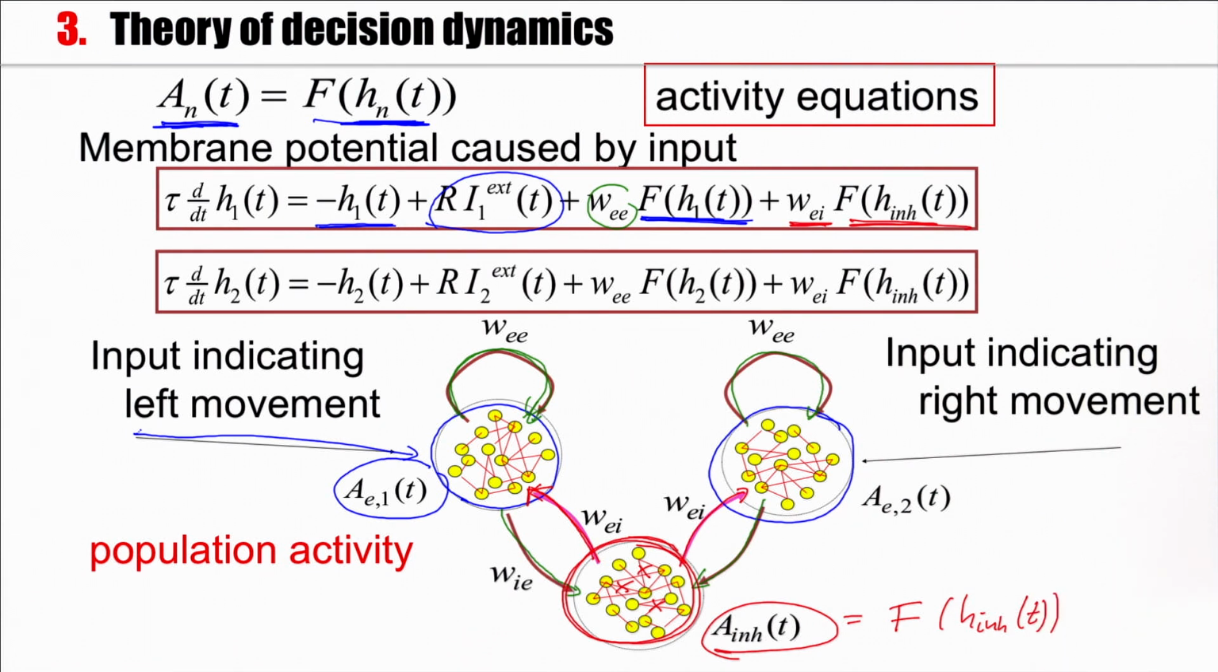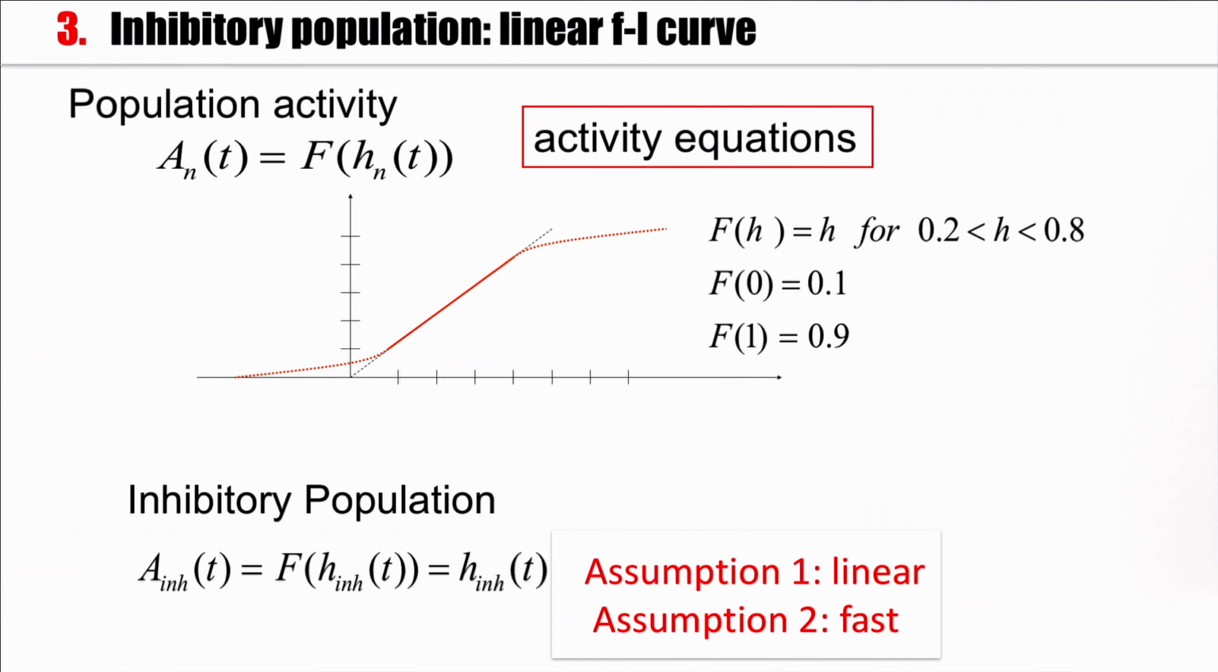Now I can repeat the same argument for the second population. The second population has self-feedback, it receives input from the inhibitory population, external stimuli, and its differential equation will have a decay term. Now, in order to proceed with the analysis of these equations, I make two assumptions. The first one is that this activity function for the inhibitory population is just linear. So I just take a linear line here instead of this full bended curve.